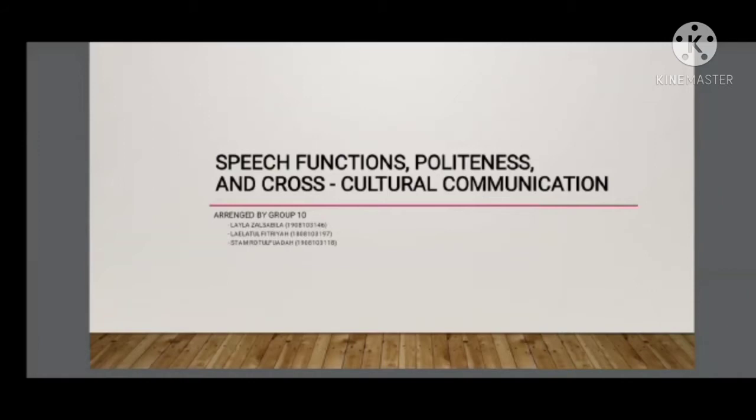We are from the 10th group, Sociolinguistics. Our members are me, Laila Fitria, as the first speaker, Tawratul Wada as the second speaker, and Laila Zalzabila as the last speaker. Now we are going to explain about speech functions, politeness, and cross-cultural communication.